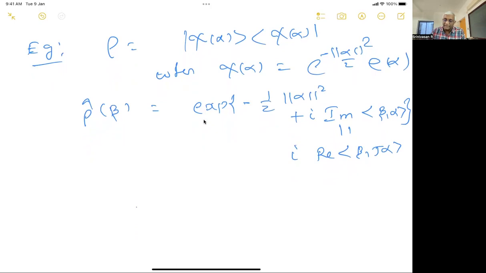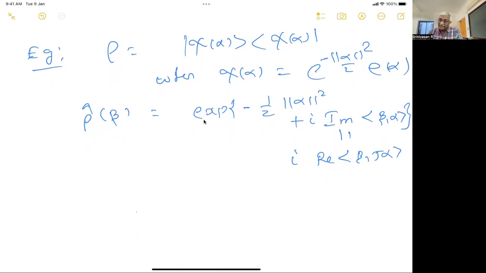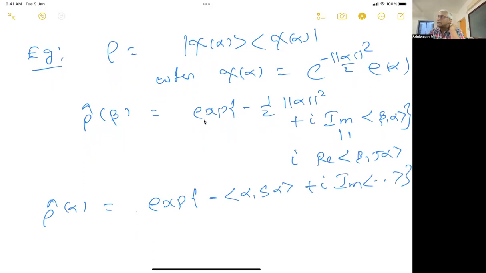So we have got something Gaussian. We want to show later that it will be of this form, exponential minus... We want to prove this later. Rho hat of alpha will look like this: alpha S alpha minus i times the imaginary part of something, where we will have alpha here, and then some vector here. Okay, we want to use it.